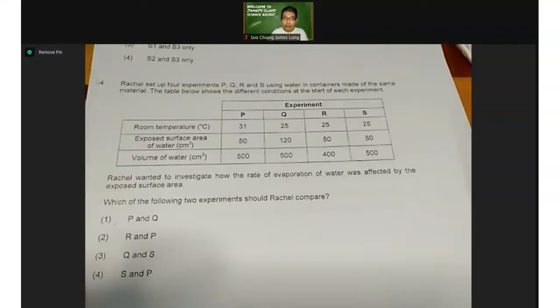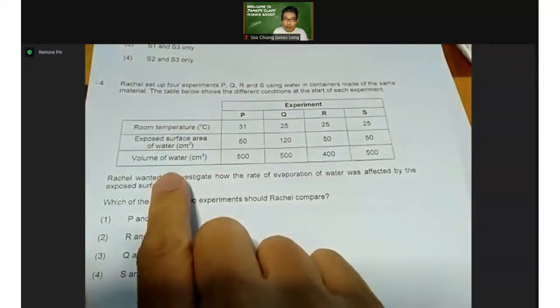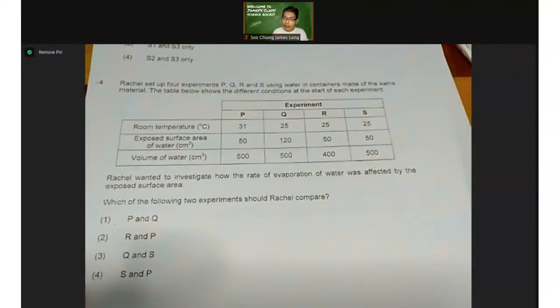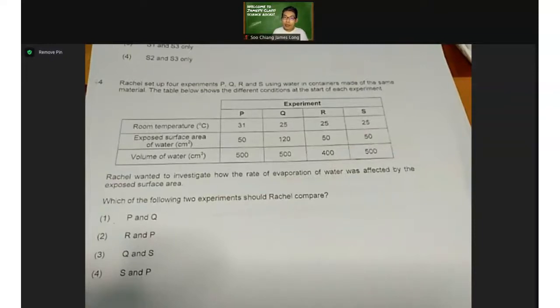Rachel set up 4 experiments P, Q, R, and S using water in containers made of the same material. The table below shows the different conditions at the start of each experiment: room temperature, exposed surface area, volume of water. Very clearly, it is under the topic of water cycle, about rate of evaporation. But since I group it here, that means the purpose is to look at experimental setup. It's not so much about the water cycle. I'm assuming that you know the 3 conditions that affect the rate of evaporation. And here we're looking at experimental setup only.